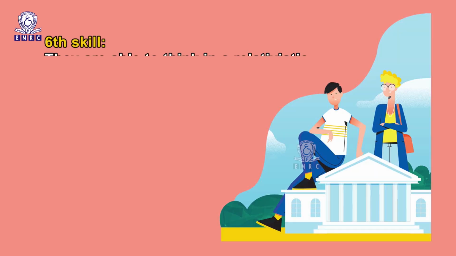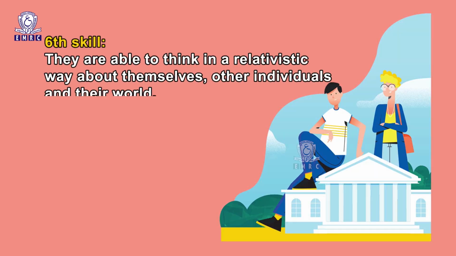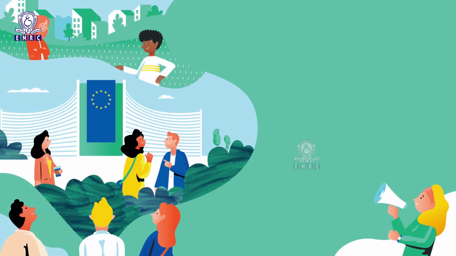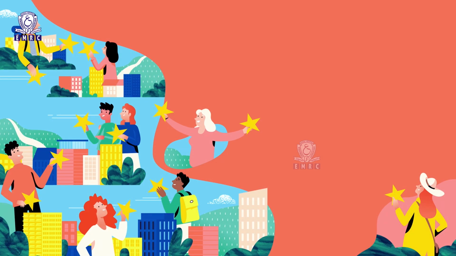Then the sixth skill is that they are able to think in a relativistic way about themselves, other individuals and also about their world. They know that they are expected to behave in accordance with the norms of their families, communities and culture. They also know that different families, communities and cultures have different norms. It is easy for them to accept being a member of another culture.